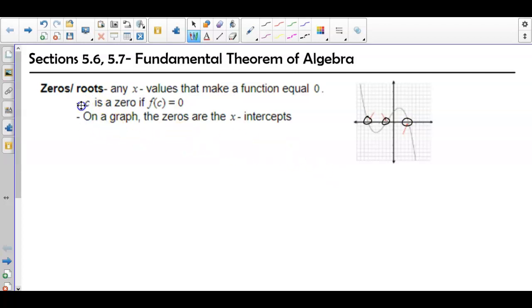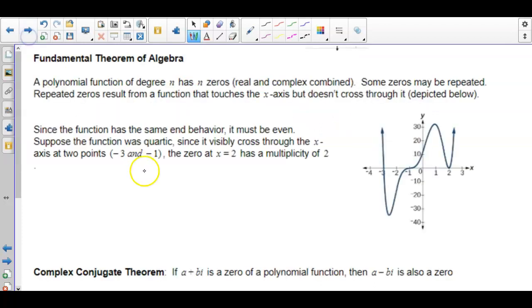And here's just some of the notation around it. We would call those values c, such that f of that c value is equal to 0. So what I want to do is go through a little bit more on the types of these zeros. A polynomial function whose highest power is n, so that is the degree of the function, has that many zeros, and we call them either real zeros, which can be seen across the x-axis, or complex, which is going to be our imaginary numbers.